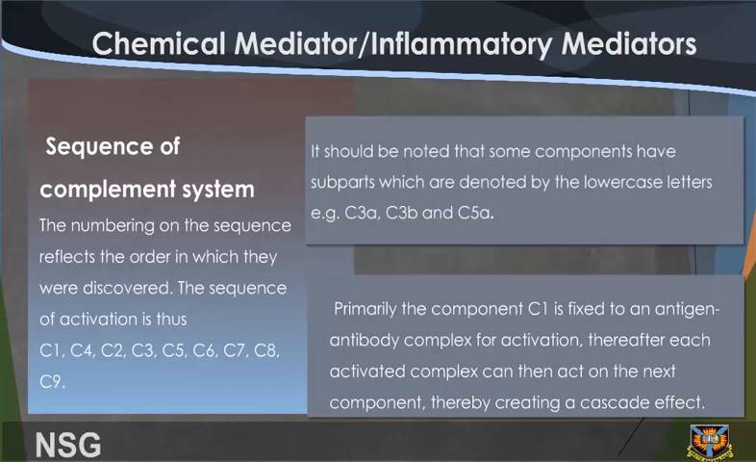Primarily, the component C1 is fixed to an antigen-antibody complex for activation. Thereafter, each activated complex can then act on the next component, thereby creating a cascade effect.